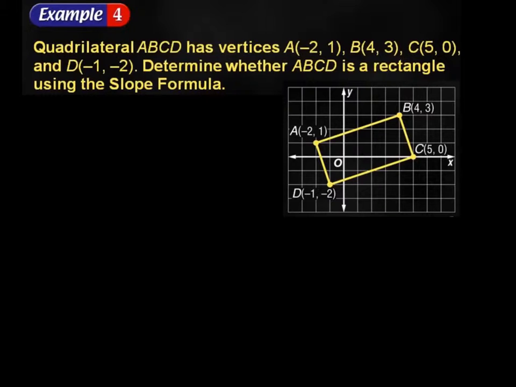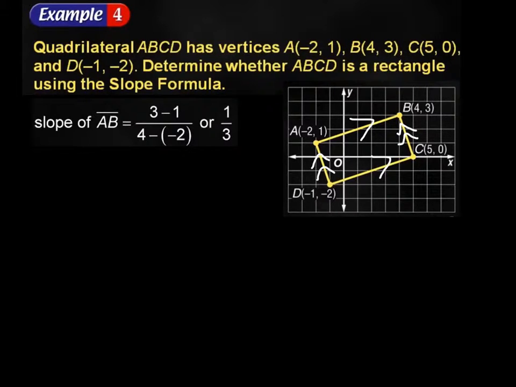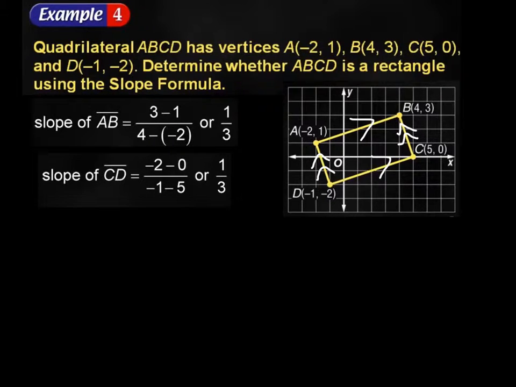Using the slope formula, we should find that AB is parallel to CD, their slopes are the same, and AD and BC have the same slopes, and those slopes should be opposite reciprocals of our first set. To find the slope of AB, we do change in y over change in x. So 3 minus 1 over 4 minus negative 2, so we get 1/3 for AB. For CD, negative 2 minus 0 over negative 1 minus 5 is also 1/3, so that's good.